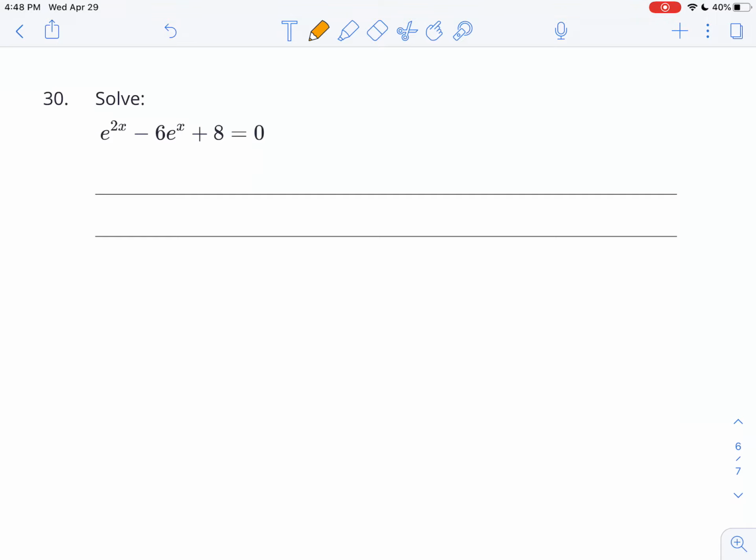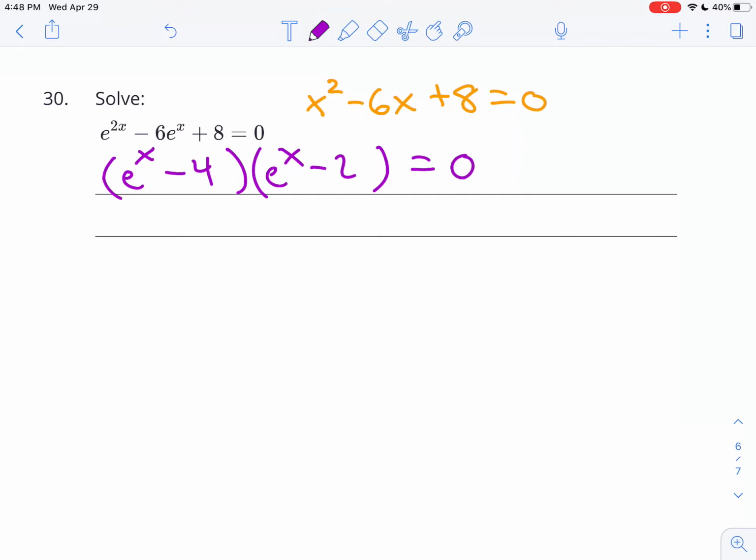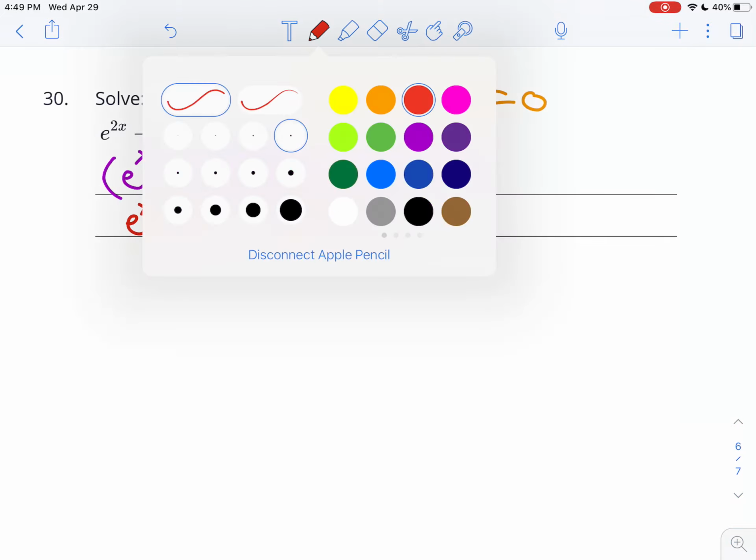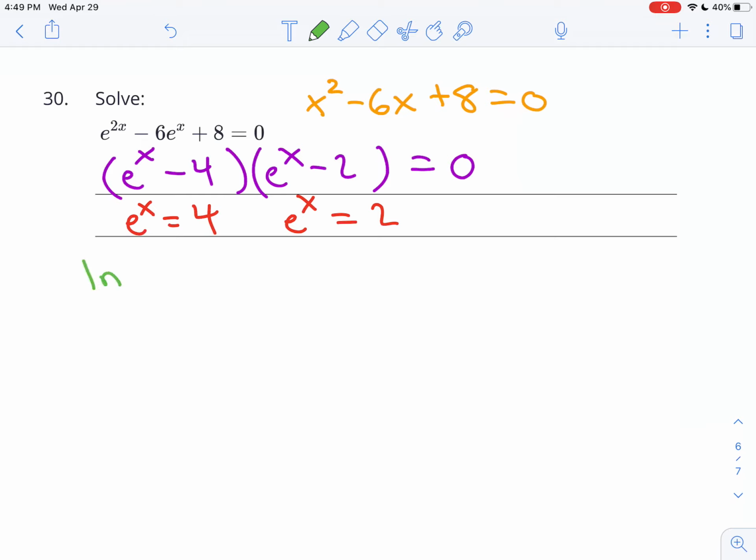Now, if you are scared by this factoring, don't be. Just go back to Algebra 1 or Algebra 2 or Semester 1. Think about it like this and how you would factor that guy, and it won't be too scary. So we can go e to the x as our first terms. We want to multiply to 8 and add up to -6, so we'll go -4 minus 2. And so now I have e to the x equals 4 and e to the x equals 2. So we're going to go back to a previous problem. And how did we solve that? We took the natural log of both sides.